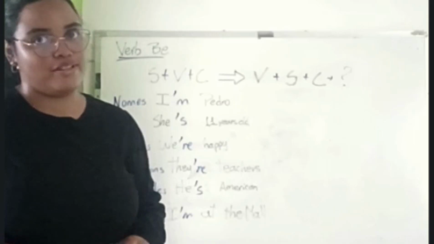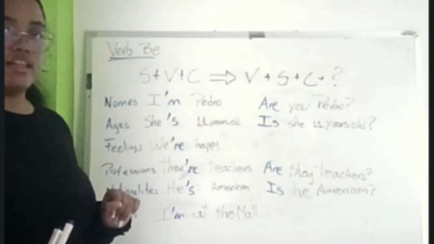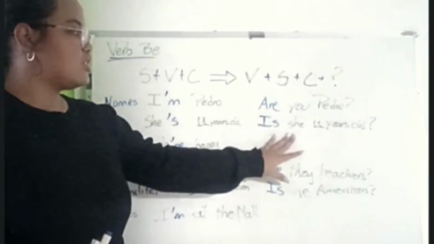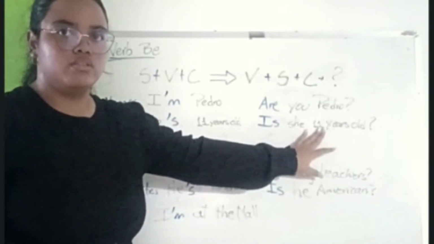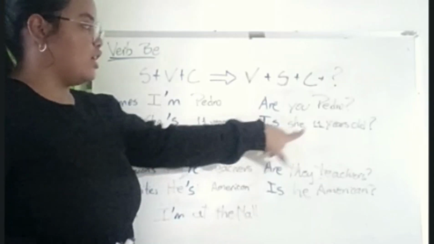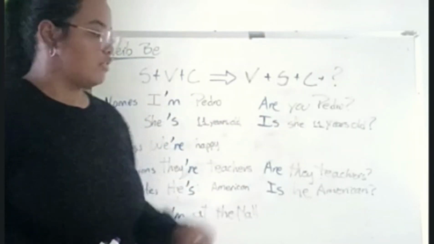Let's see a few examples. She is 11 years old. Is she 11 years old? I only changed the position of the verb. Is she 11 years old?